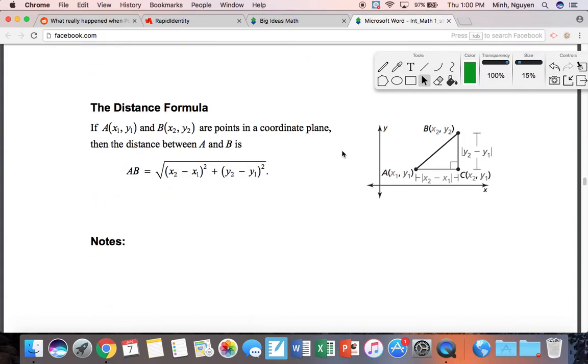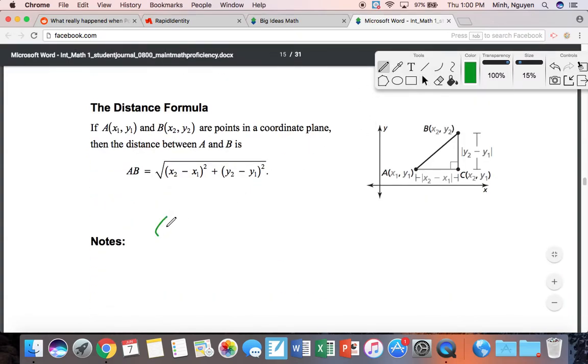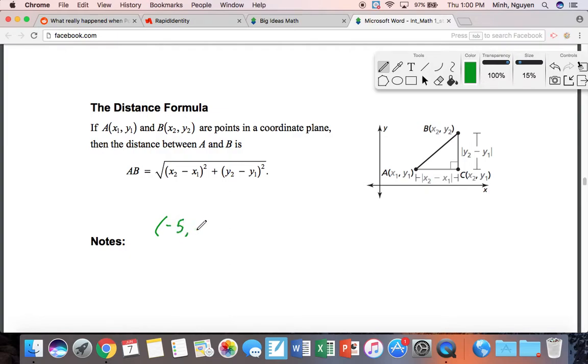The distance formula. So again, I'm going to show you guys using our example from earlier: -5, -2, 3, and 4. Again, guys, using this formula is just all about substitution. So x1, y1, x2, y2. This number will go here, this number will go there, this number will go here, and this number will go there.